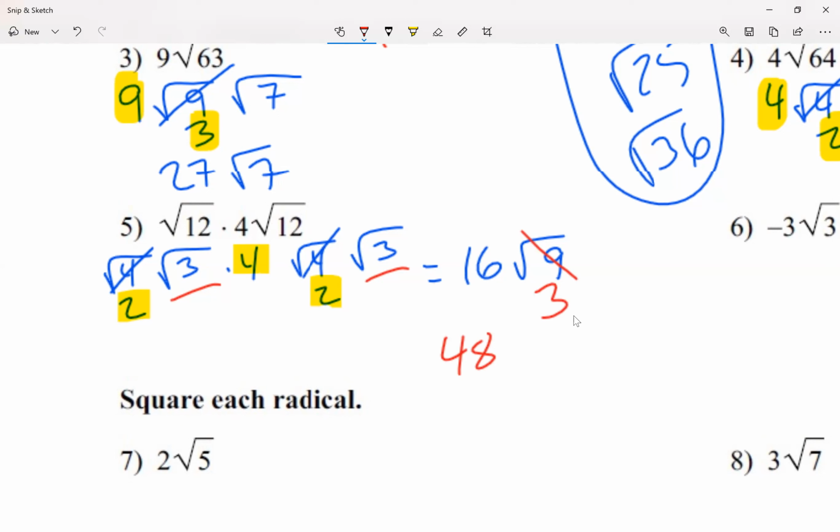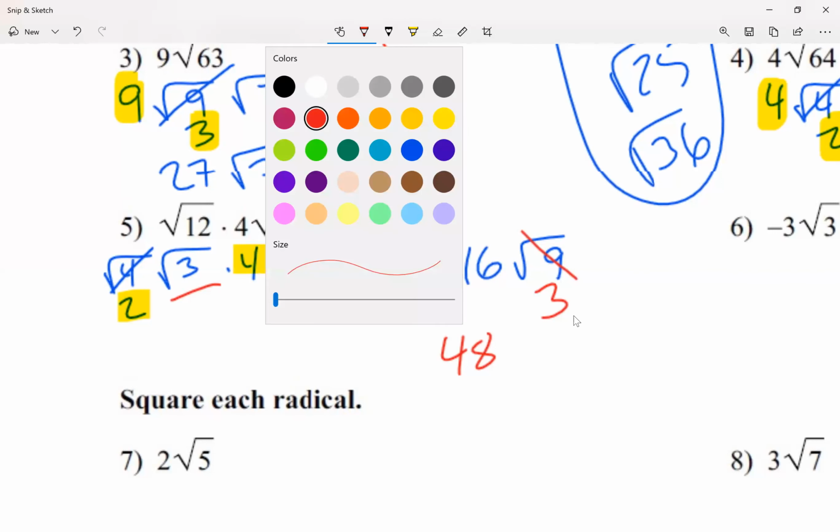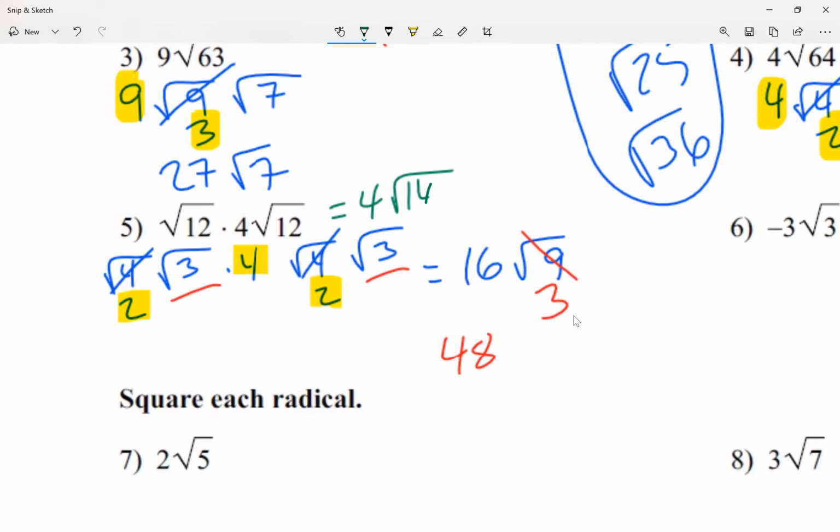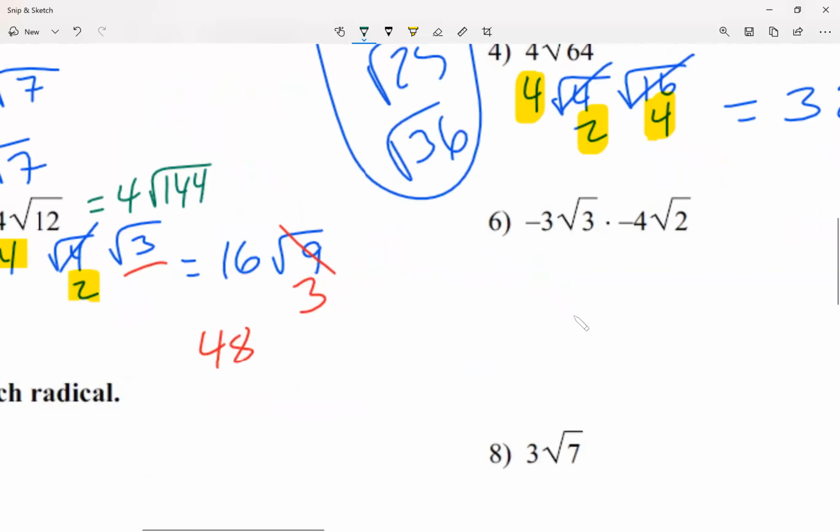Notice how I simplified first, and then I multiplied. What I meant at the beginning is you could have multiplied to begin with as a 4 times the square root of 144. There's a 4 on the outside, and then 144 because I multiplied my radicals. To be honest, I prefer to simplify first.